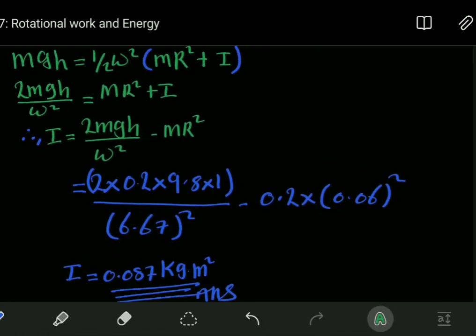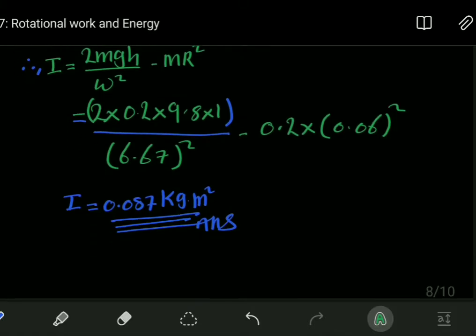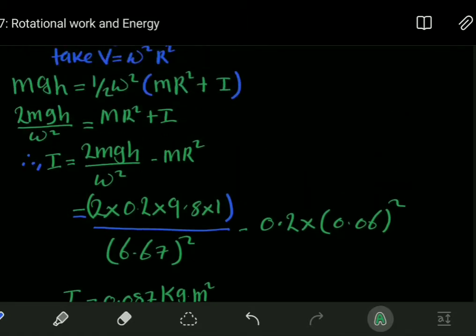So now that we know the value of omega, we come back and substitute the value of omega, squared, and then all the other values from the question, into 2mgh over omega squared minus m r squared. If we work this out, we find the moment of inertia of this wheel as 0.087 kilogram square meters. So we have also done the second part of the question.